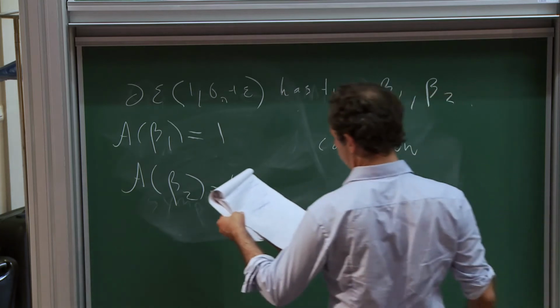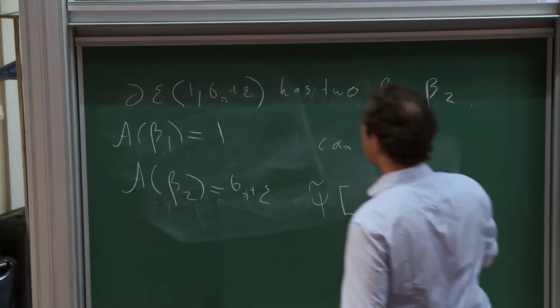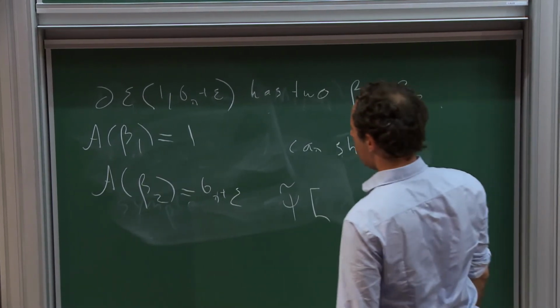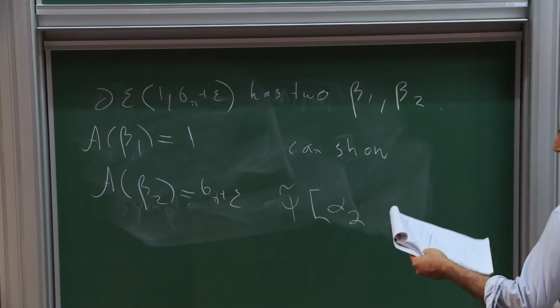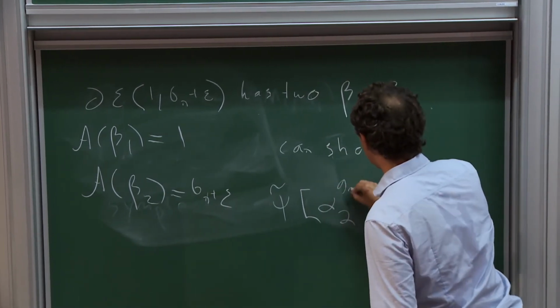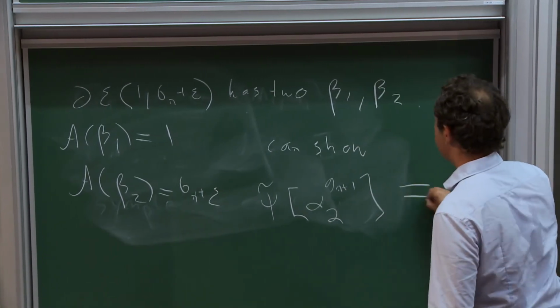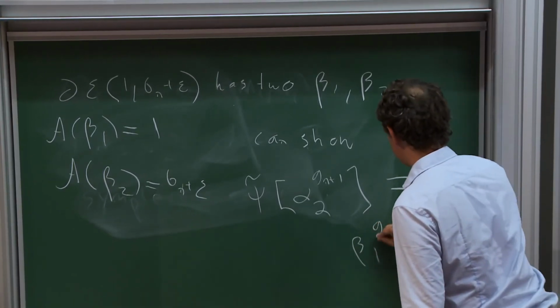Okay. So anyways, the point is you can show that my map phi twiddle, well actually, remember in ECH I'm allowed to take orbit sets. So if I take this orbit alpha 2, and take gn plus 1 copies of it, I can show that that gets mapped to beta 1, with gn plus 2 copies.